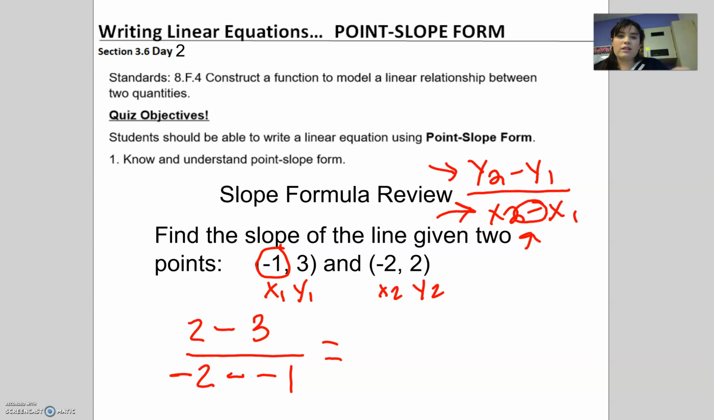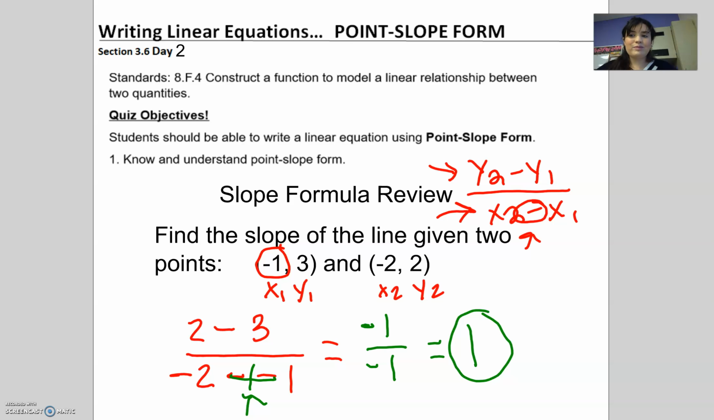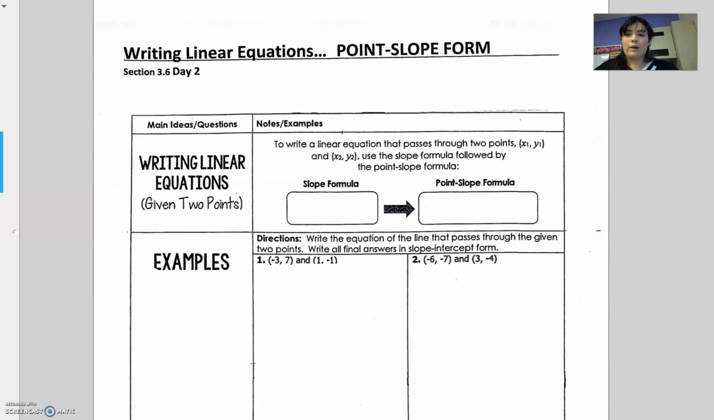Okay, and we got to discuss in class, as soon as we see those 2 negative signs, this minus, minus, we're going to make that into a plus sign. Okay, so now we have 2 minus 3 on top, which is negative 1. We have negative 2 plus 1 on the bottom, which is negative 1. And because it's a negative divided by a negative, we're going to make that positive 1, and that is our slope.